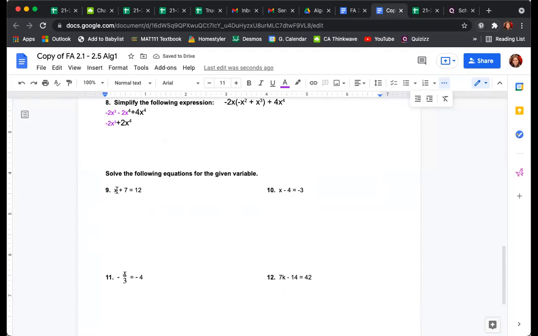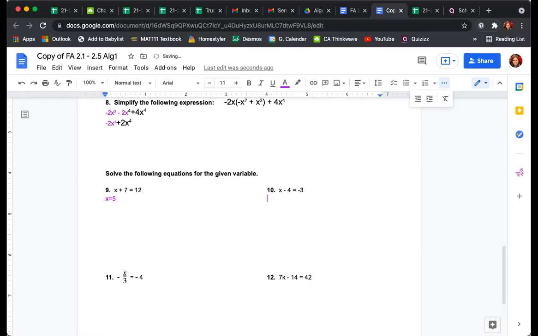For number 9, this is one of the most basic ones that you'll have. I want to solve for x equals, and the only way I can do that is if I subtract 7 from the left-hand side. But think of it as a balancing scale or a balance beam. For me to keep it balanced and equal, if I take something away from the left-hand side, I also have to take it away from the right-hand side. So if I'm subtracting 7 over here, I need to subtract 7 on this side as well. X equals 5.